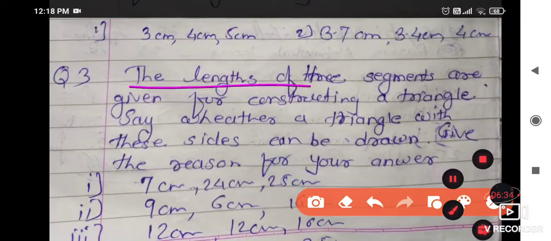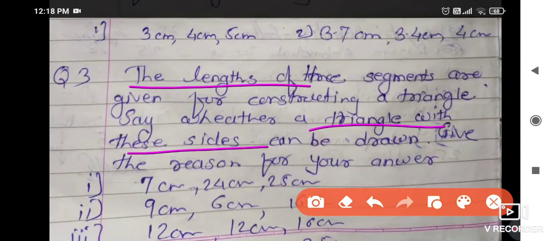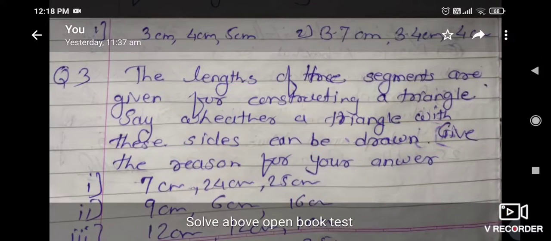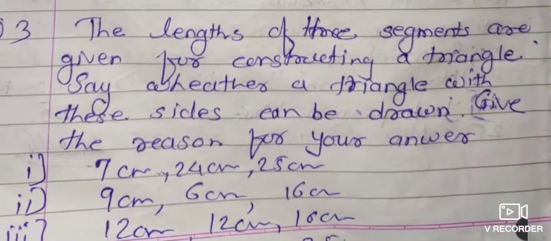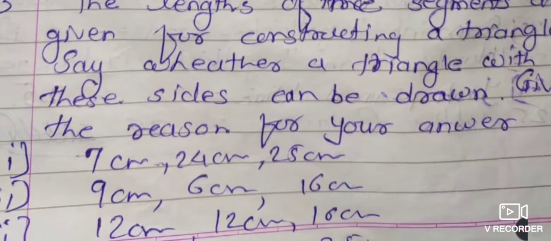The lengths of the 3 segments are given for constructing a triangle. For the construction, some measures are given here, and say whether the triangle with these sides can be drawn and give reasons for your answer. As I told you before, when the sum of the measures of two sides of a triangle is greater than the third side of the triangle, then only we can construct the triangle, otherwise we cannot construct the triangle.